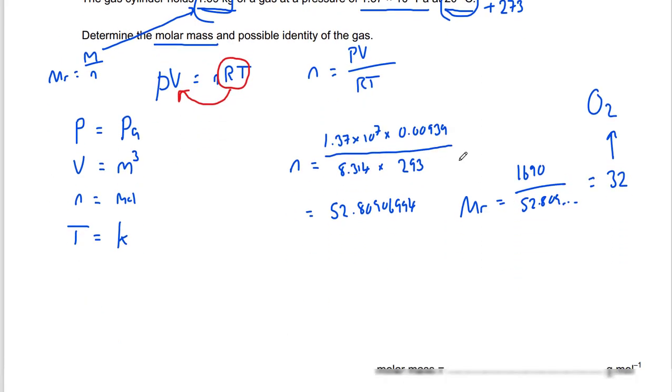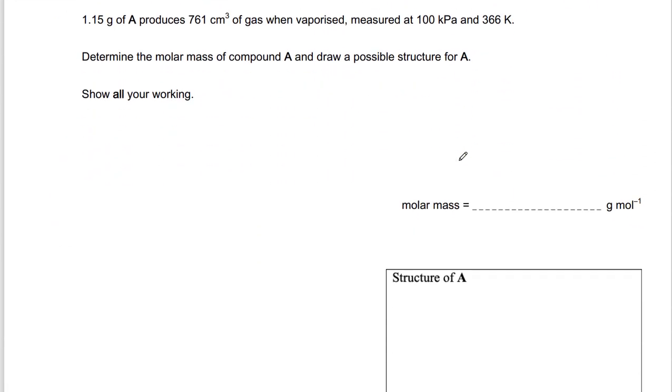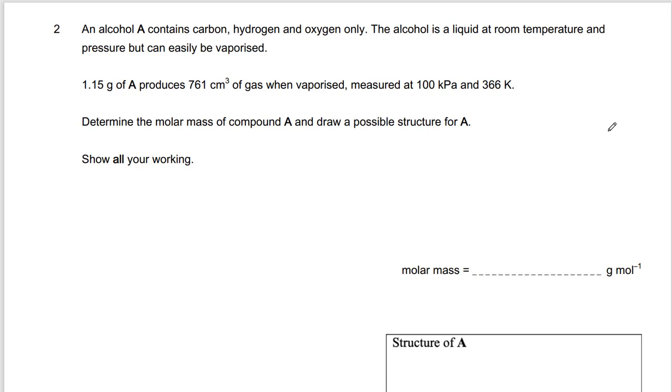Then I'm just going to show you another question based on this. So again, alcohol A contains carbon, hydrogen, oxygen. It's a liquid at room temperature, easily vaporized. And once again, reading through the question, this is how you spot them a mile away. We've got a mass of A producing a certain amount of gas measured at a pressure and temperature, I should say.